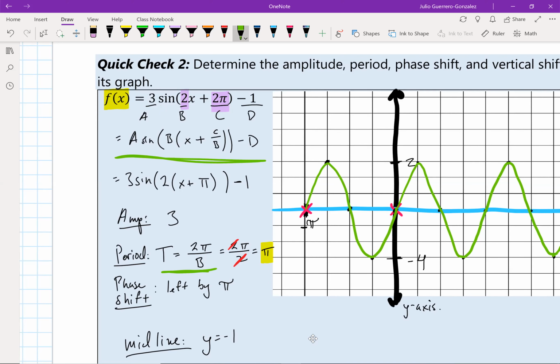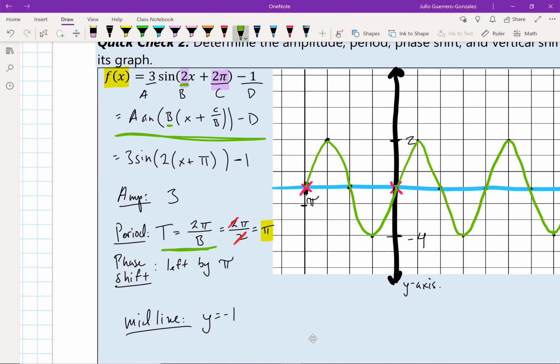The b in this case was my 2. Right? So we had to do 2 pi divided by b. So 2 pi divided by 2 gives us our period of pi. There's a phase shift to the left. In order to find the phase shift, we needed to grab the original function and rewrite it this way. And the outcome of that was this. So it was left by pi.